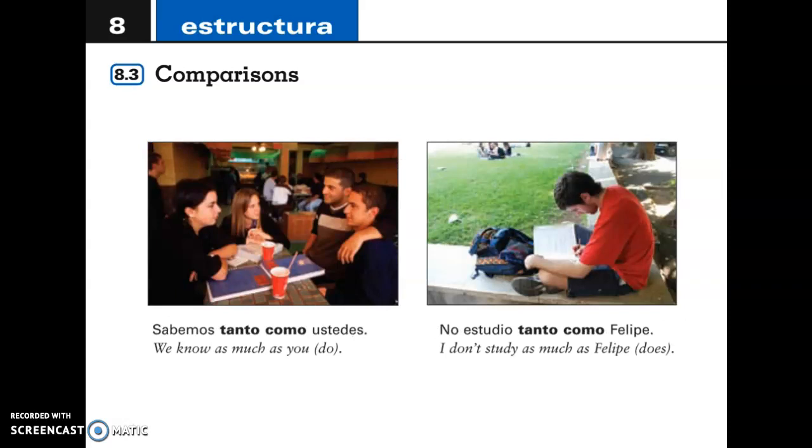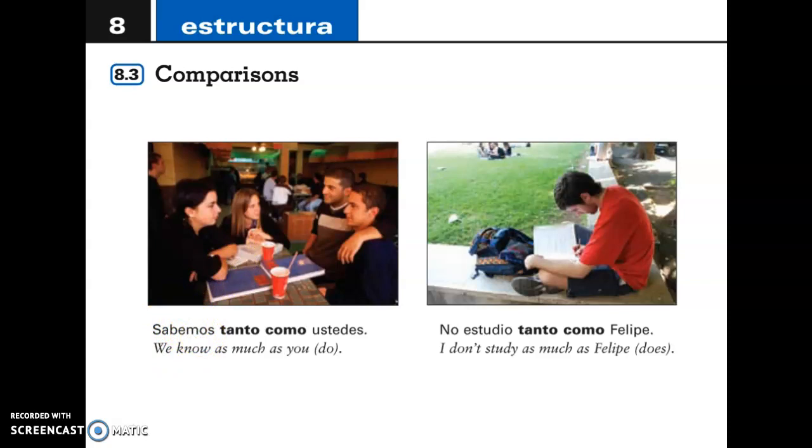So let's look at these examples as well. Sabemos tanto como ustedes. We know as much as you do. Sabemos, we know as much as you do. So we do have the conjugation over here just the way that we know so far. We are in lesson 8.